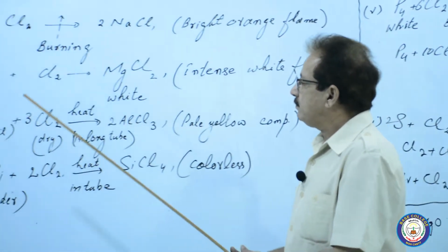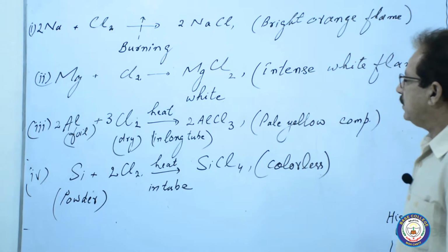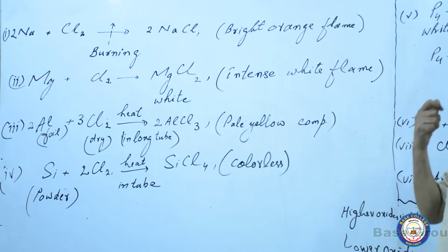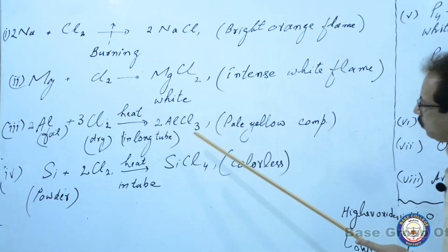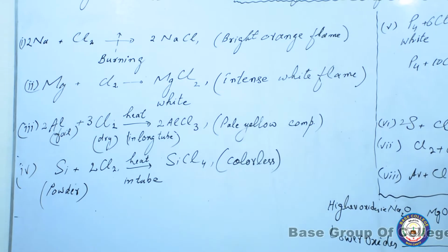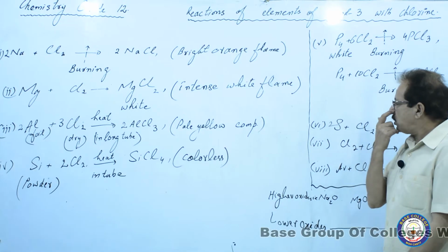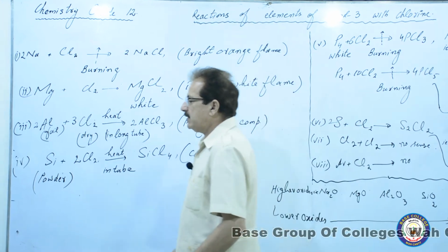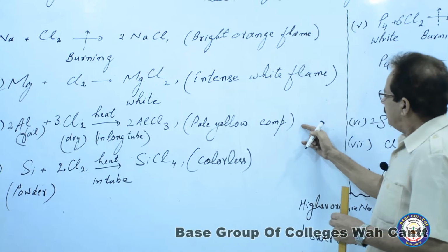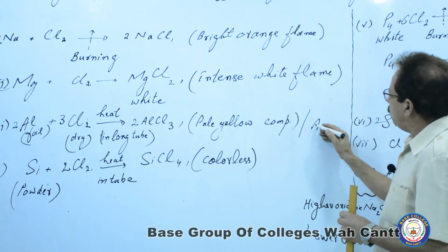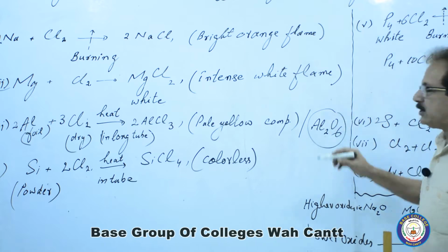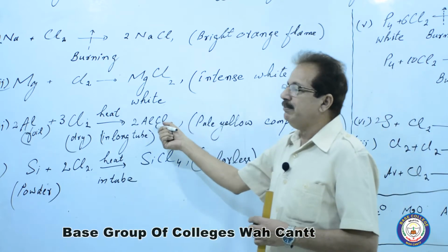Now, number 3, aluminum plus chlorine on heating in a long tube to produce 2AlCl3. Now, the color of this compound, aluminum chloride, is pale yellow. After some time, in another topic, you will understand another formula of aluminum chloride, Al2Cl6. This will be in the next topic, the dimeric form of aluminum chloride.